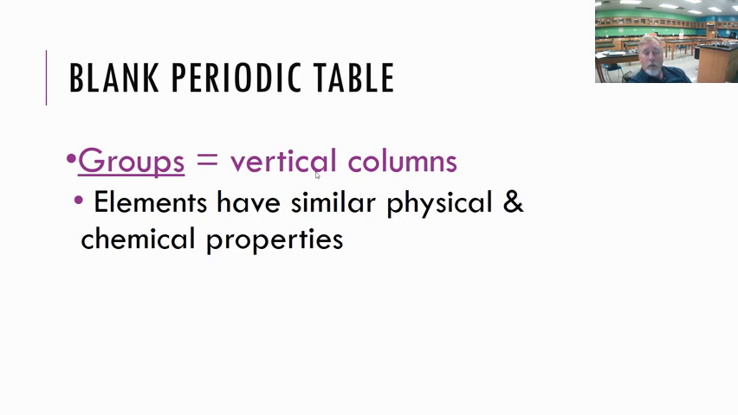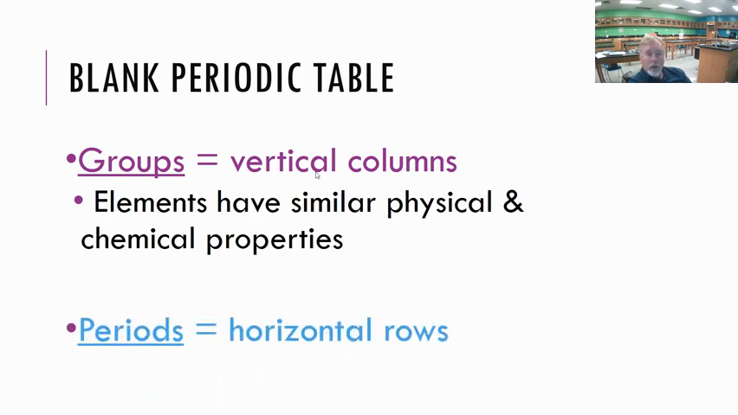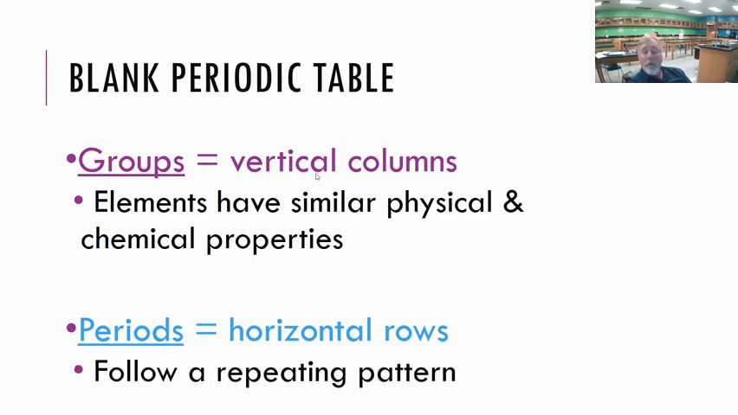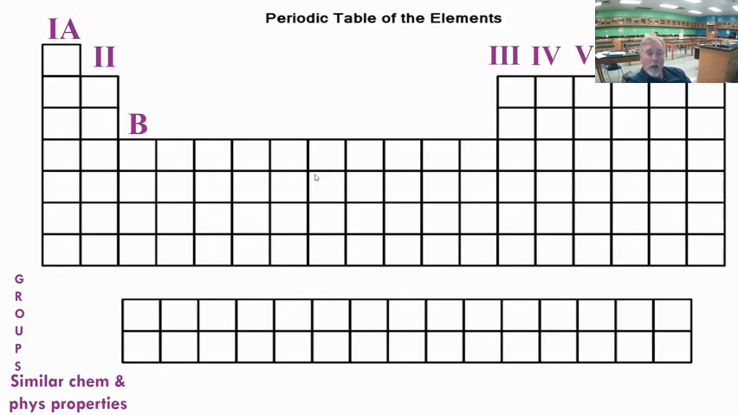Now, in addition to the groups being our vertical columns, we have periods, and these are our horizontal rows. Again, these follow a repeating pattern, so you see that same change going across. Back on your blank periodic table, I want you to put periods here, using the P for groups as your start for periods, and having periods go left to right like a row. Periods follow a repeating pattern. This is how I want you to take your notes for this on your blank periodic table.